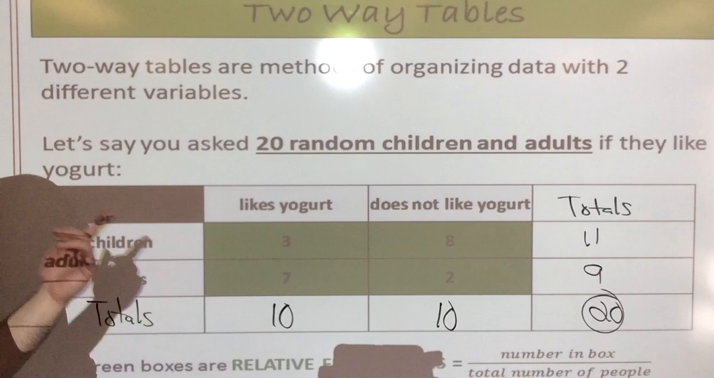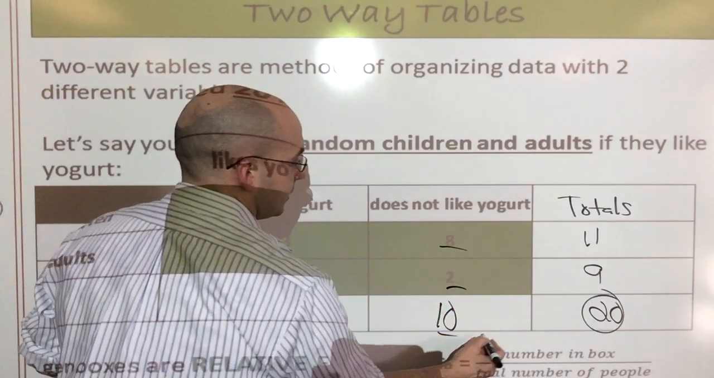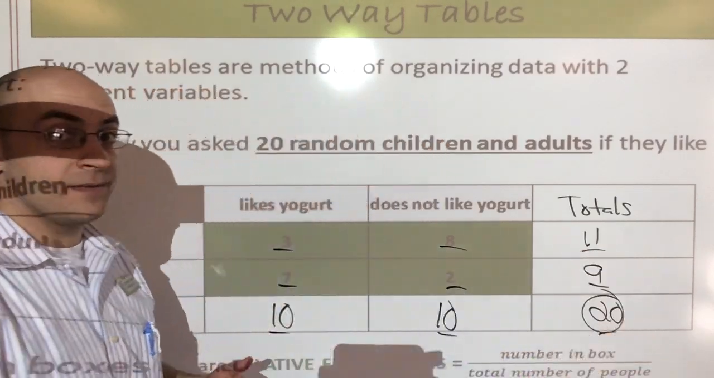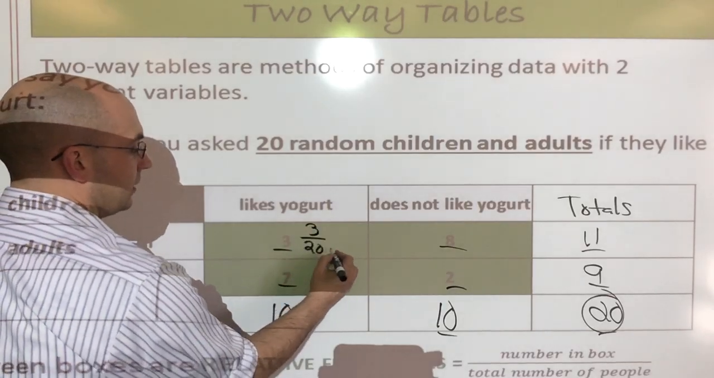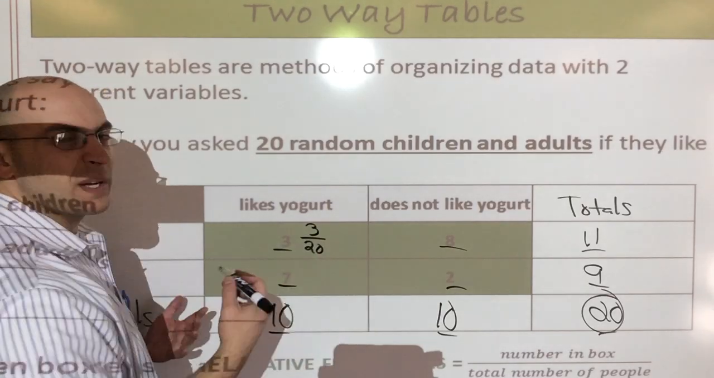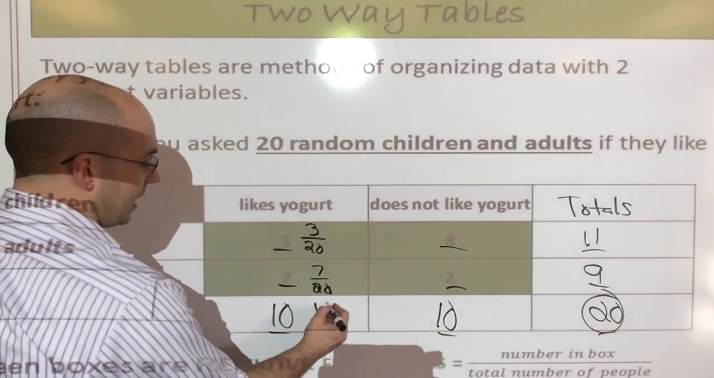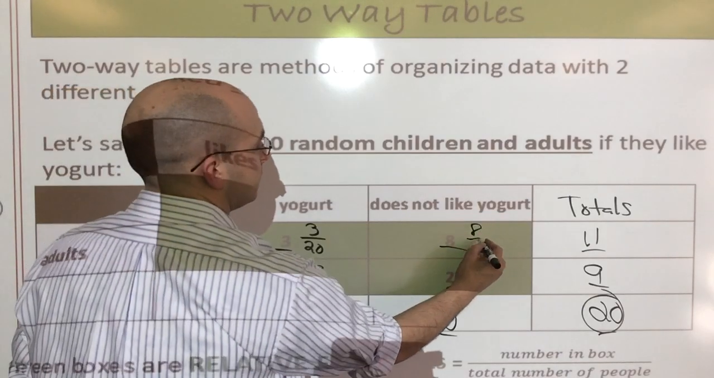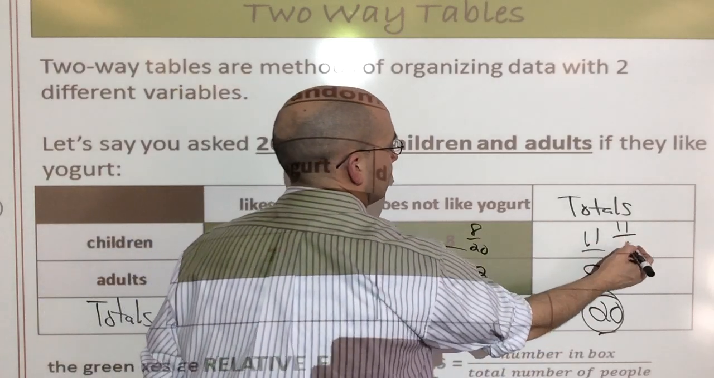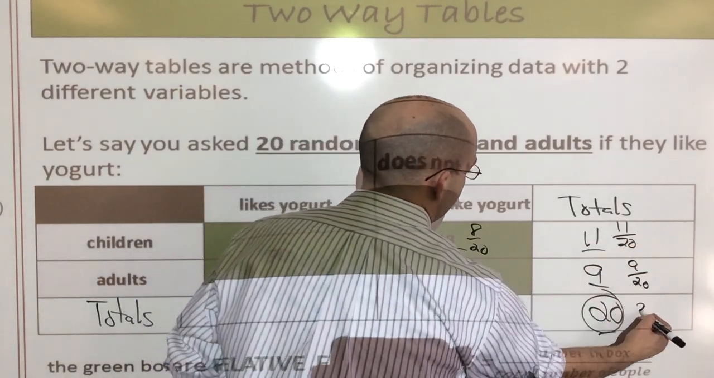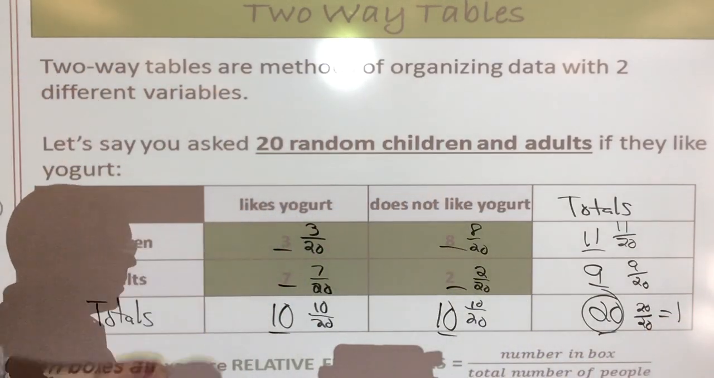Well, I'm going to find the relative frequency. And to do that, I'm going to take every single number, even the total number, and divide it by the total number. So for instance, 3 is going to be divided by 20, and that'll give me a decimal, and a decimal is what I'm looking for. We can eventually get to a percent, but let's take it step by step. 7 divided by 20, 10 divided by 20, 8 divided by 20, 2 divided by 20, 10 divided by 20, and then 11, 9, and even 20 gets divided by that. Now, obviously, this will always be 1. Okay, so we will find the relative frequencies of that.